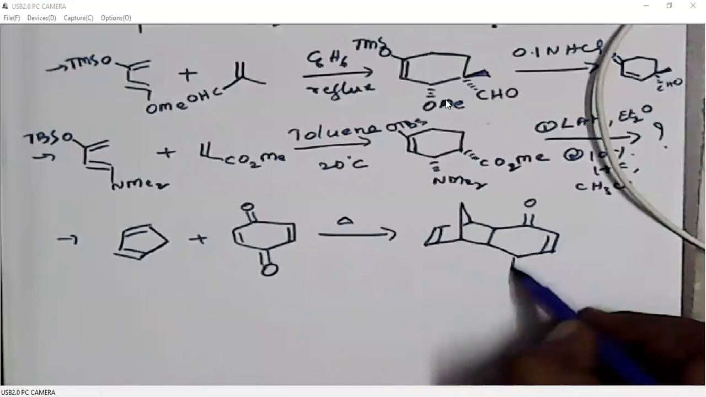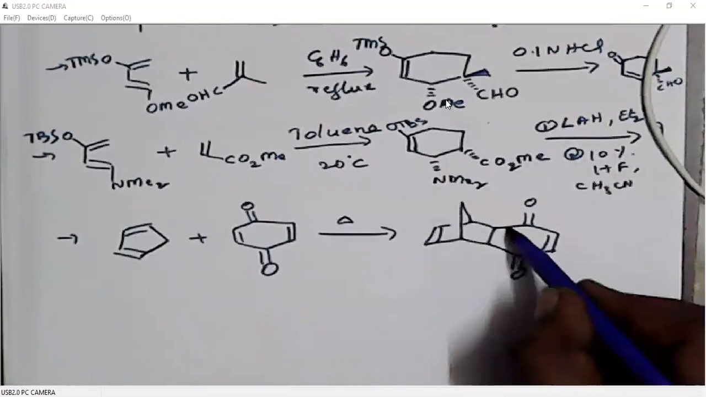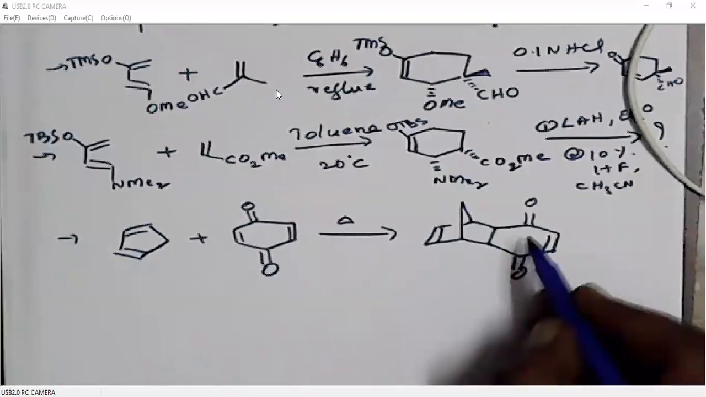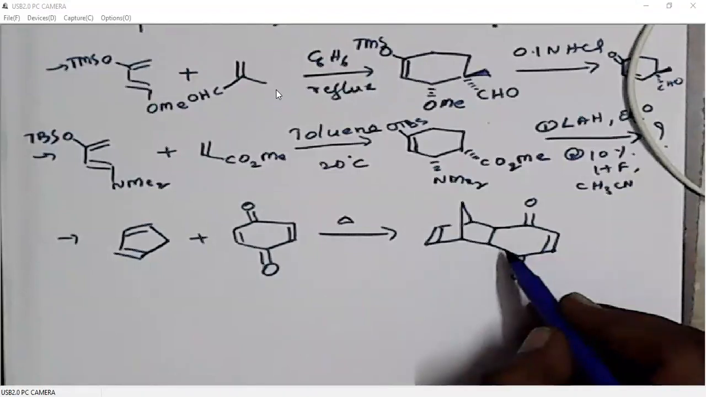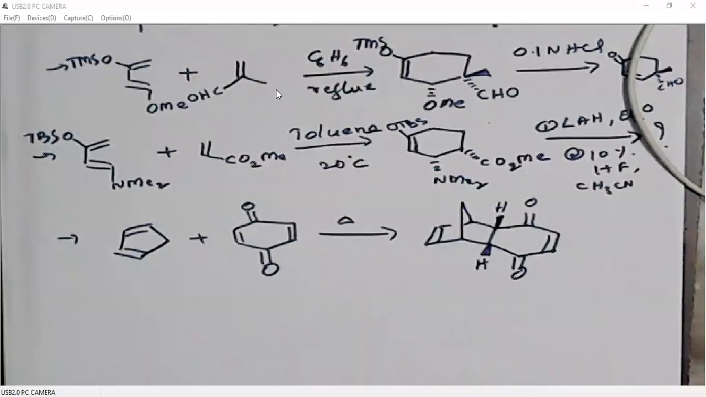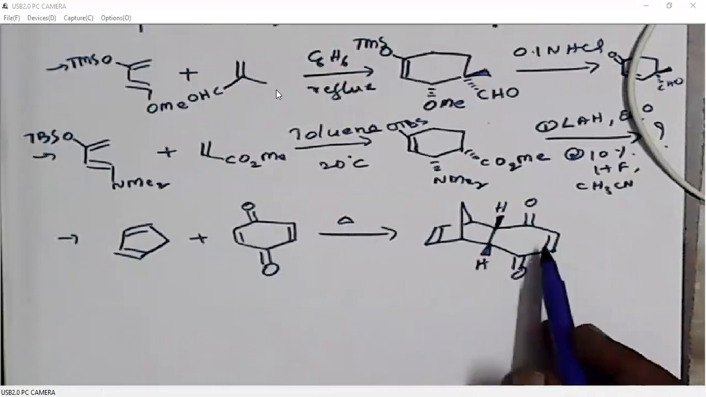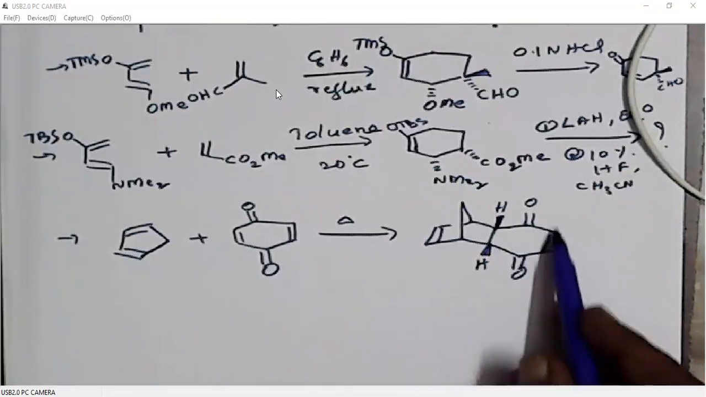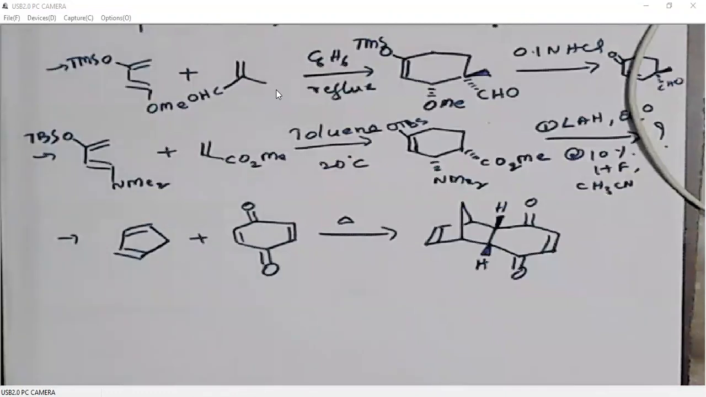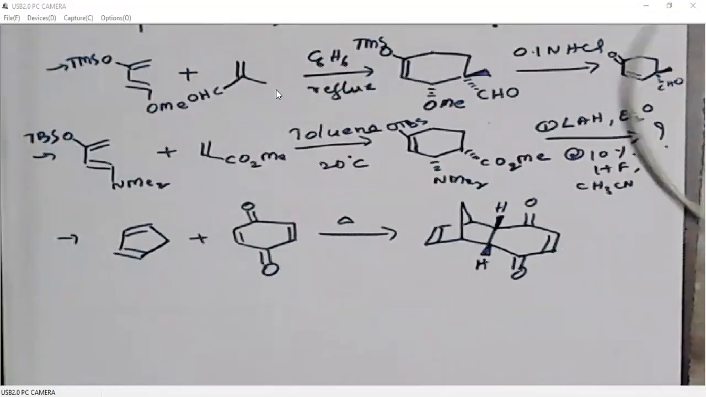Generally, if it is an acyclic system, we will keep these two groups below the plane. But since it is a cyclic system, we cannot place them below the plane. So whatever hydrogens are there, we will place them above the plane. This is how we need to give the stereochemistry when the diene, which has endo-selectivity, is a cyclic system. If it is acyclic, then yes, we can write it below the plane. But if it is cyclic, it is better to write in this form.